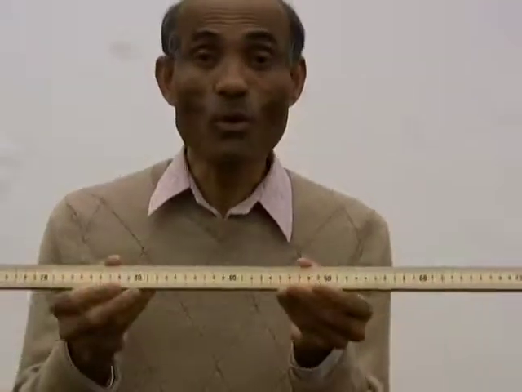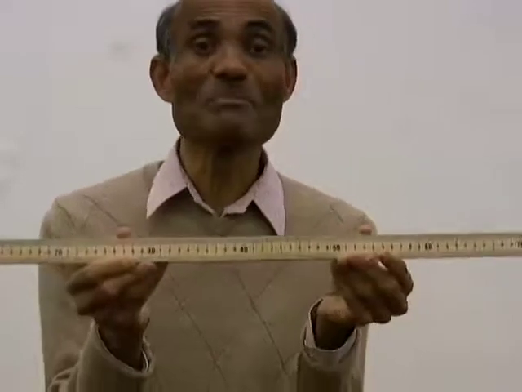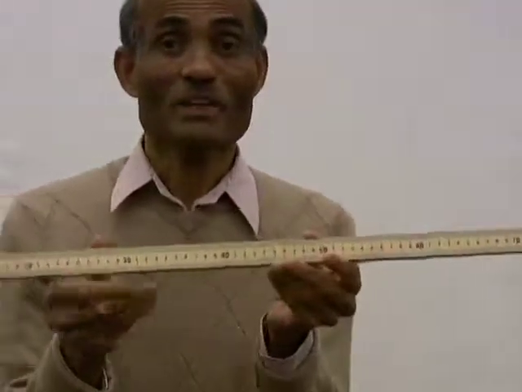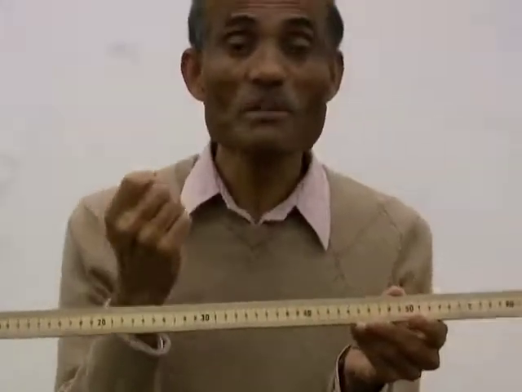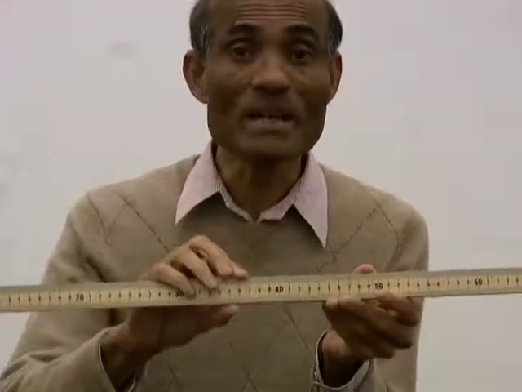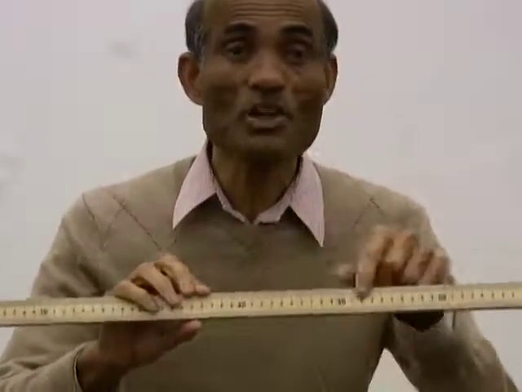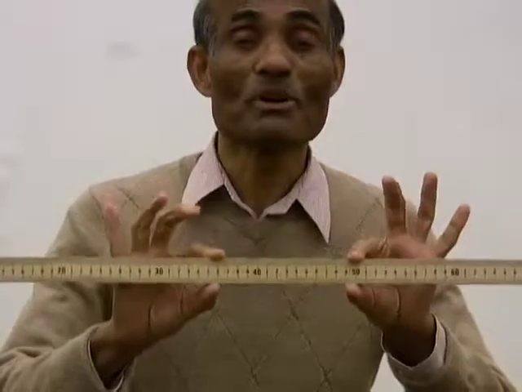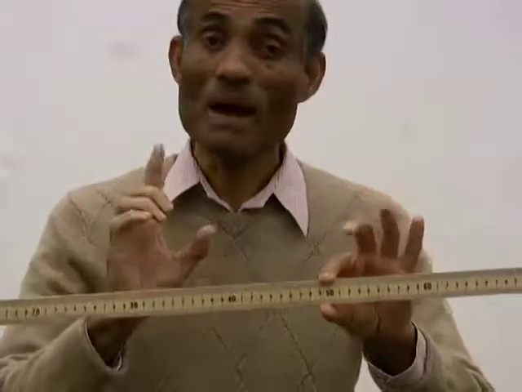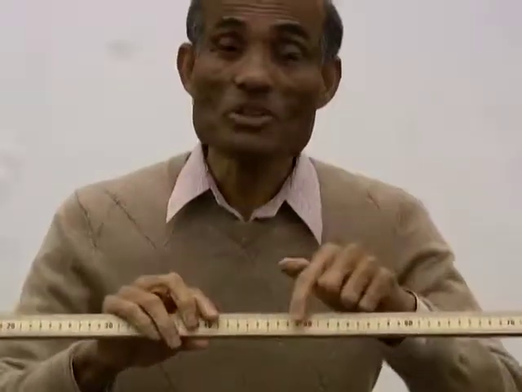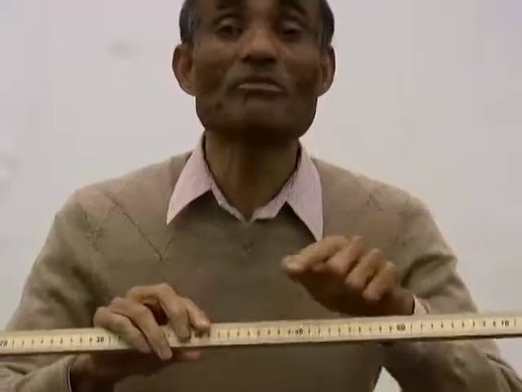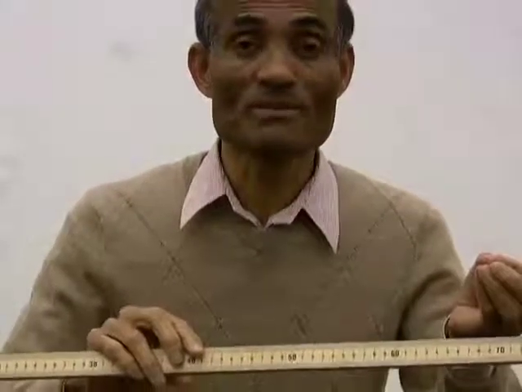The purpose of today's lab is to measure distances that are far too small to be measured by an ordinary ruler like a meter ruler. The accuracy of any measurement is limited by the markings of the measuring instrument. That means there is a limitation to the accuracy you can get from any measuring instrument.